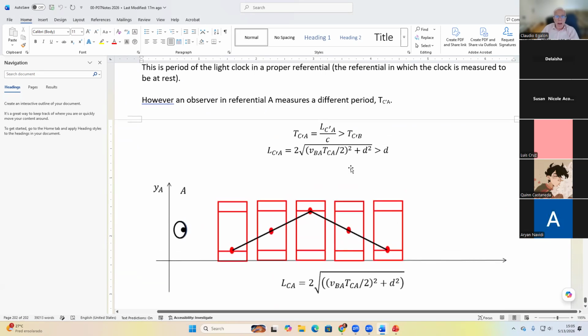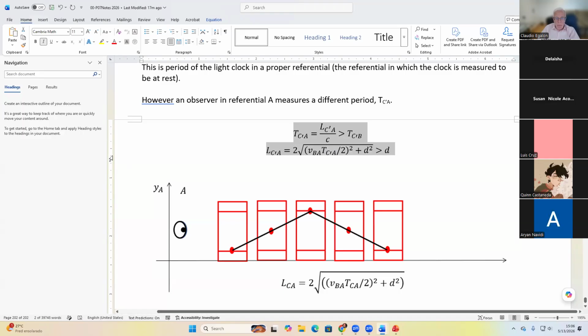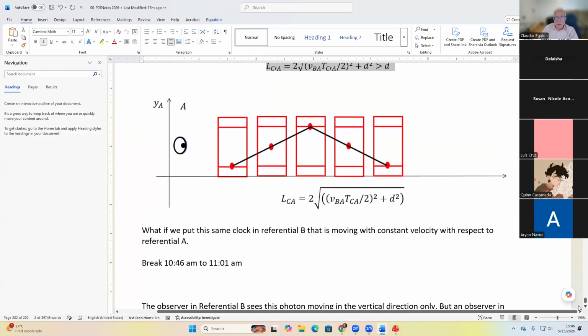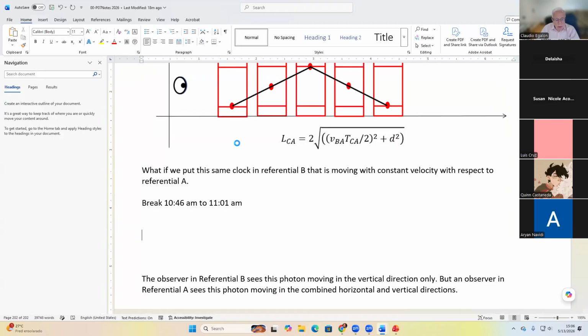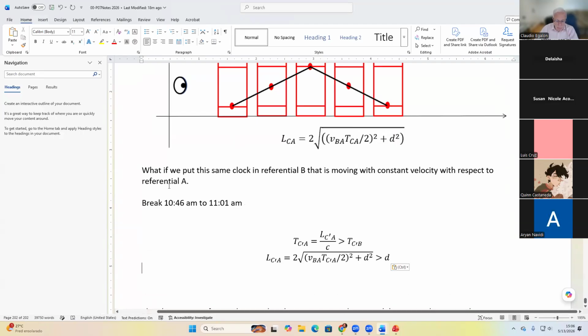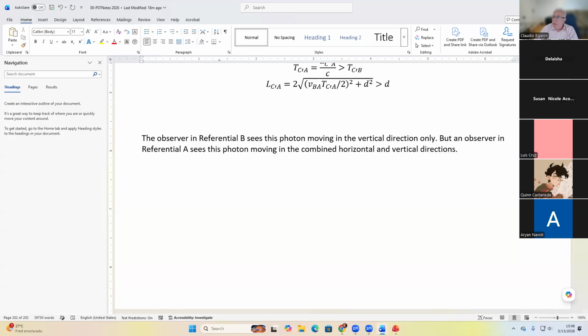Okay, I didn't finish my, here you go. This one that you see here is supposed to be C prime. Let's keep the notation consistent. And now we can combine those two equations to find out the period of the clock C prime that the observer A measured for the clock C prime.